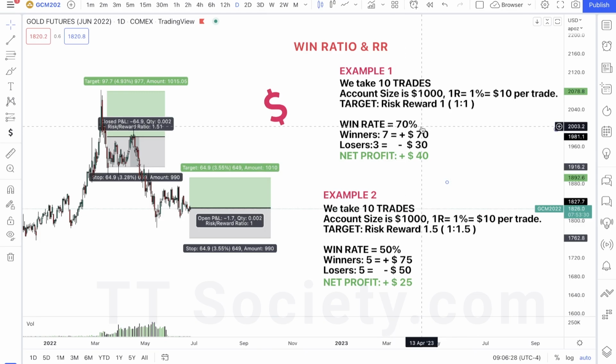So in our example here, we're shooting for a win rate of 70%. We've made 7 winners with a total of $70. We've lost 3 trades at a total of $30, which gives us a net profit of $40. Let that sink in for a second. That's very, very important.